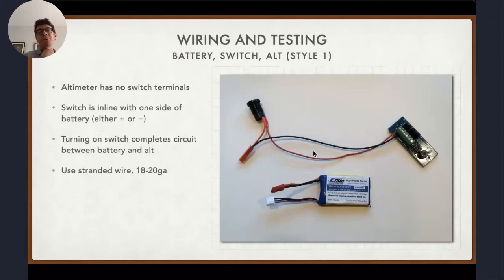So here is a typical arrangement for what I call style 1. This simple altimeter does not have a switch built in, so I need to interrupt the circuit between the battery and the altimeter with the switch. I don't think it really matters whether you're on the plus or the minus side. I generally put the switch on the plus side, but I don't think it really makes any difference. And this 18 gauge is probably overkill for the wire, but it's easy enough to use. So whatever you feel comfortable with.